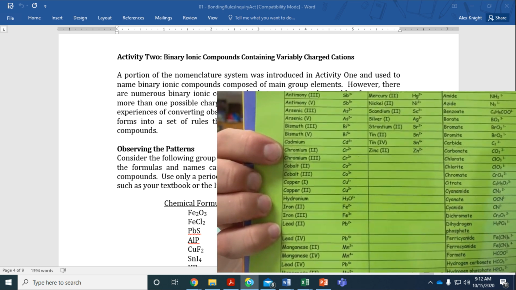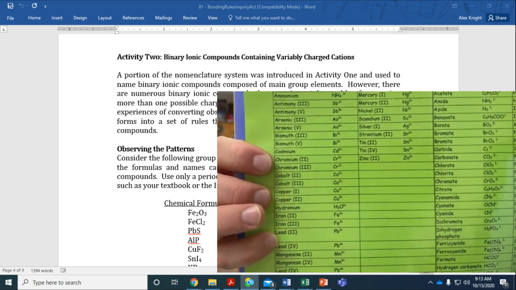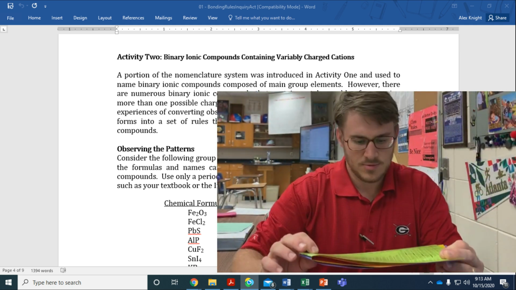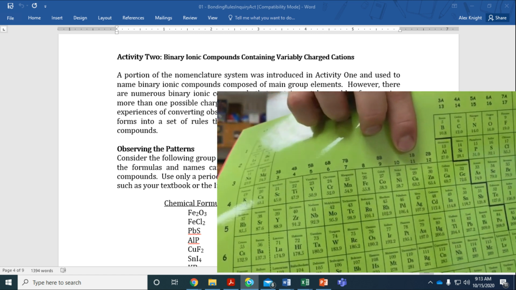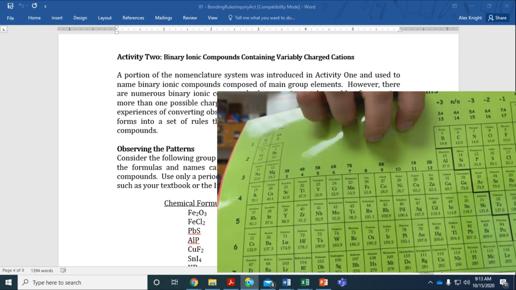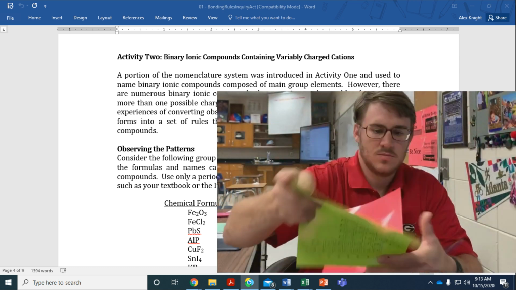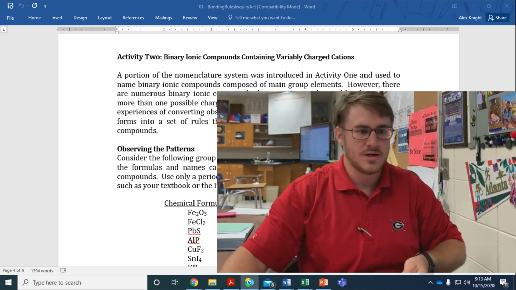Oxidation states, there's multiple. Notice copper right there has copper 1 and copper 2. And what does that mean? It means, look, find copper on the front there. Copper does not have an oxidation state above its column. Oh no, what do we do? Well, we flip it over on the back and we look at what its possibilities are. So it just tells you what it is.